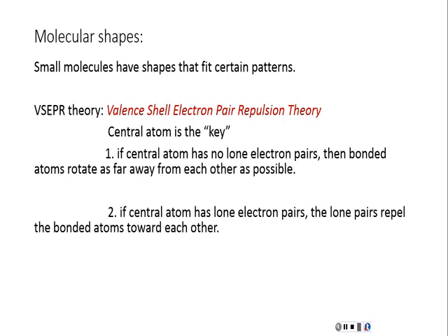So you might want to review that. And secondly, if the central atom has lone electron pairs, then the lone electron pairs repel the bonded atoms towards each other. This is going to give us what we call an asymmetrical shape, whereas in number one, we'll get symmetrical shapes. So let's take a look at some of those now.